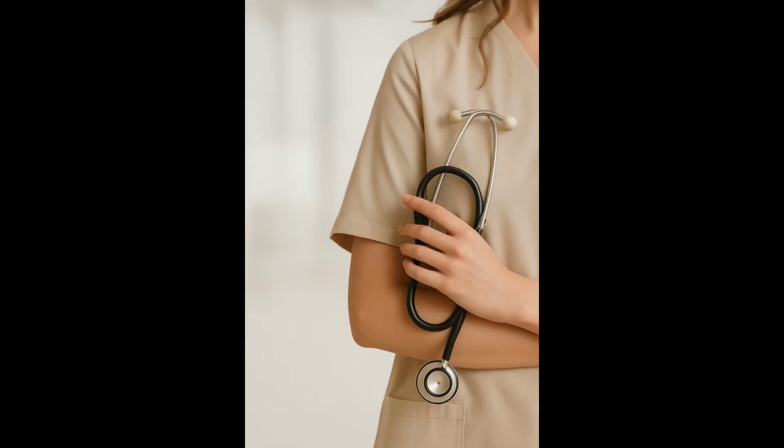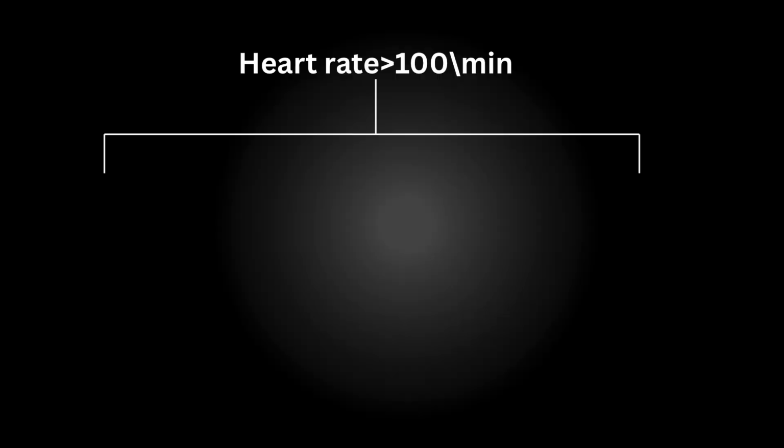Here is the diagnostic approach to tachyarrhythmia. Let's go step by step. First, check the heart rate. If the heart rate is more than 100 per minute, then look at the QRS complexes. If the QRS duration is less than 120 milliseconds, that is narrow complexes, then it may be supraventricular tachycardia or atrial origin. And if the QRS complexes are wide, then it may be ventricular origin or SVT with aberrant conduction.